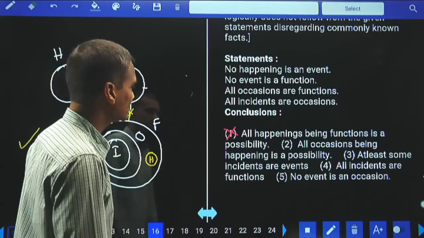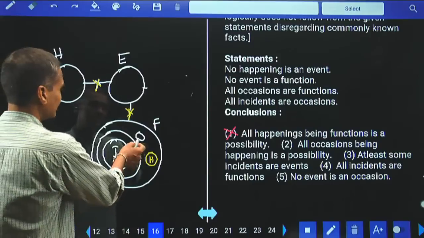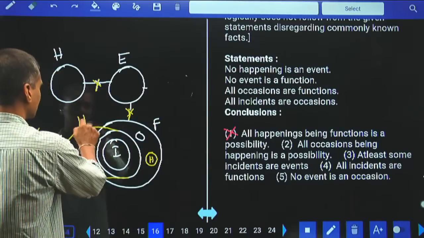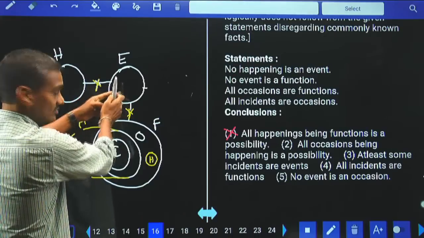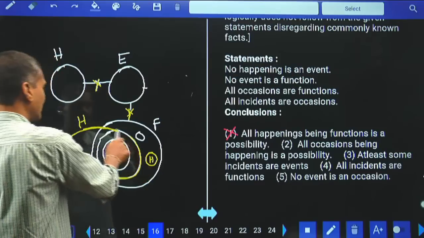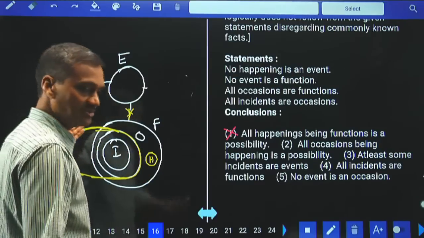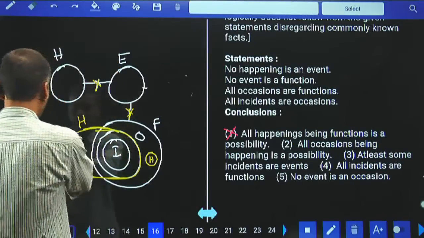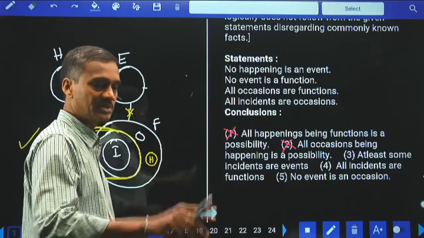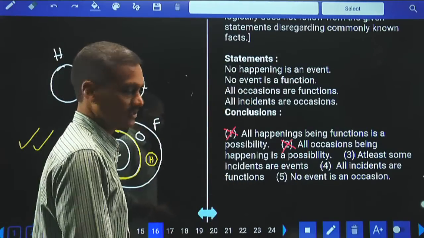Second, all occasions or happenings is a possibility. This entire occasion. Now tell me whether I can write my happening like this or not. Yes. Happening should not be intersected with this one. Without intersecting with this one, I can draw my happening like this. If I draw my happening like this, all occasions or happenings is true. As it is true once, it cannot be 100% false because you have proven a case where it can be true at least once.